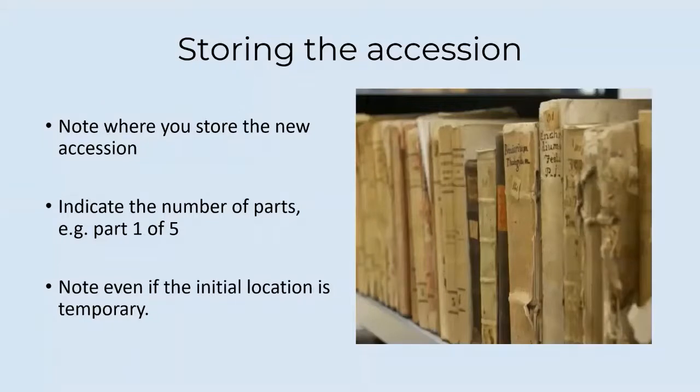Note where you store the new accession. You can use a spreadsheet to keep track of what is kept on each shelf or in each cupboard. If necessary, indicate the number of parts, for example, part 1 of 5. This allows you to check if something has gone missing. Record this even if the initial location is temporary. It's good to have location control over your collection in case of an emergency situation, and so everyone knows where the accessions are stored, not just the person who received it.